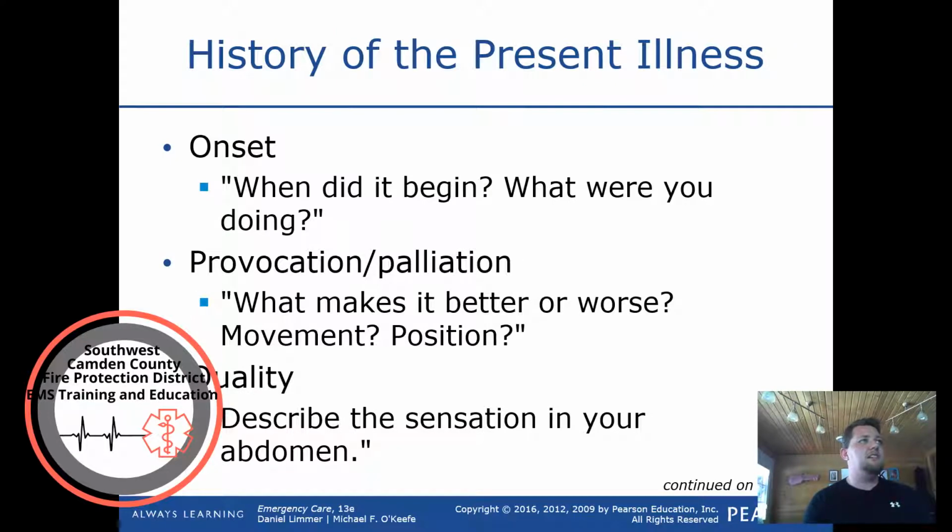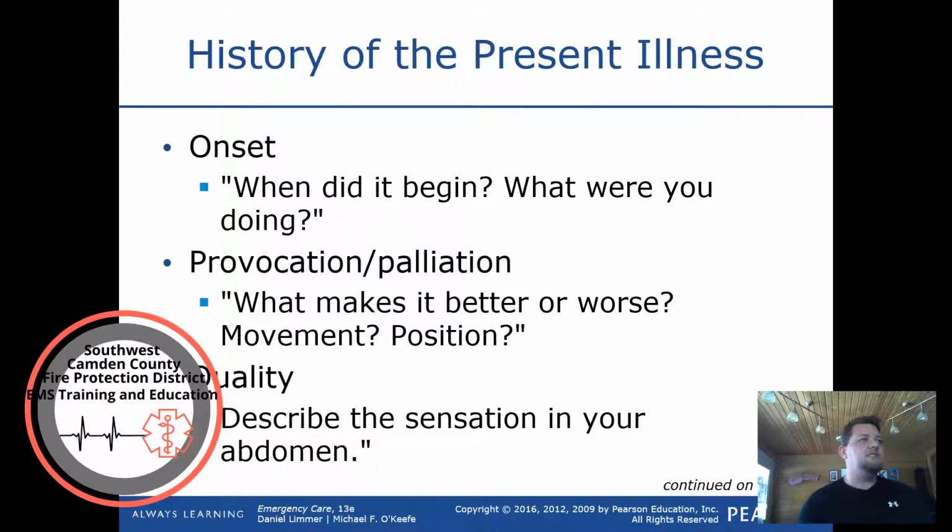So, history of the present illness. We're going to do onset. When did it begin? What were you doing? Provocation. What makes it feel better or worse? Movement or position. Sometimes these patients want to bring their knees up to their chest. This is a sign of guarding, so you've got to be aware of that. If they want to just sit curled up, like in a fetal position, this is a sign of guarding. They're trying to guard their abdomen from being hurt anymore.